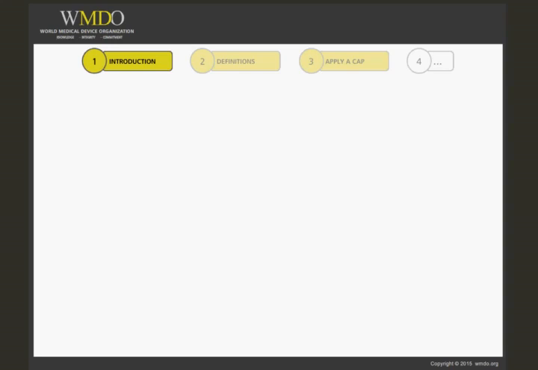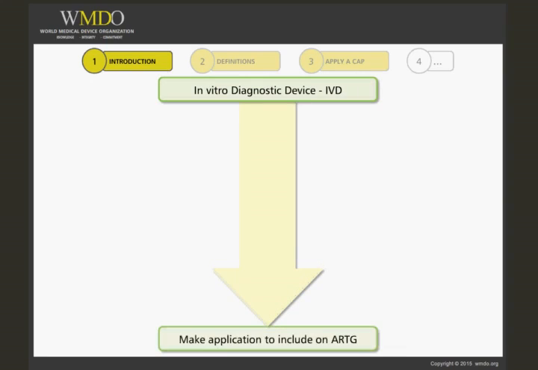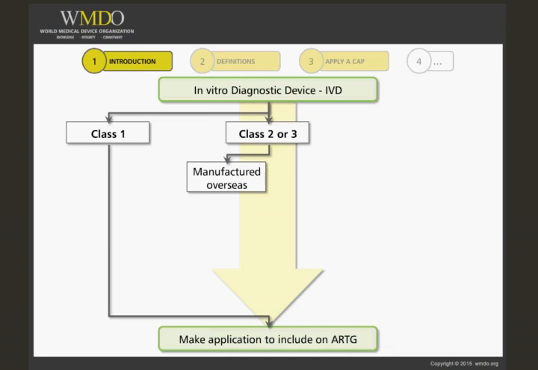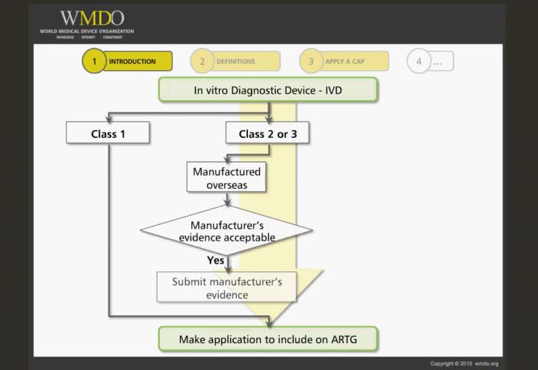Before we start, let's first review the general roadmap of what has to be done before any application to include an IVD on the ARTG. Nothing prior needs to be done for Class 1 IVDs, which can go directly to the application phase. For Class 2 or 3 IVDs manufactured overseas, the manufacturer's evidence needs to be submitted before the application can be made.